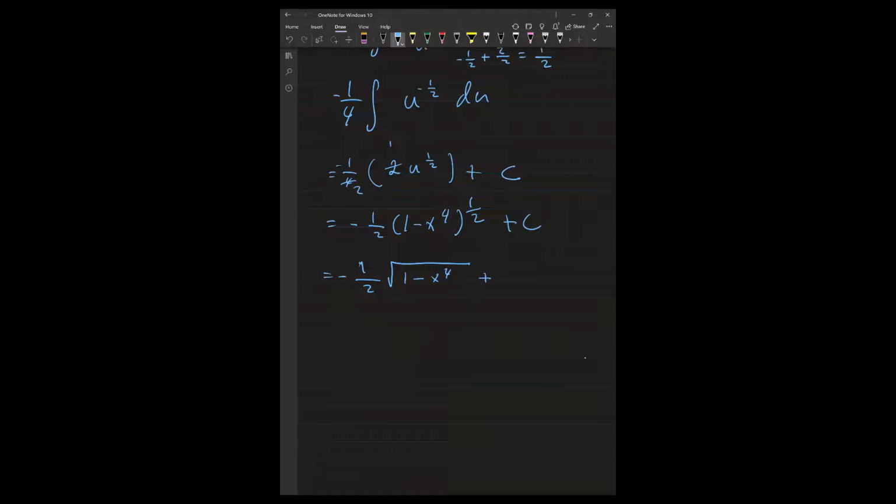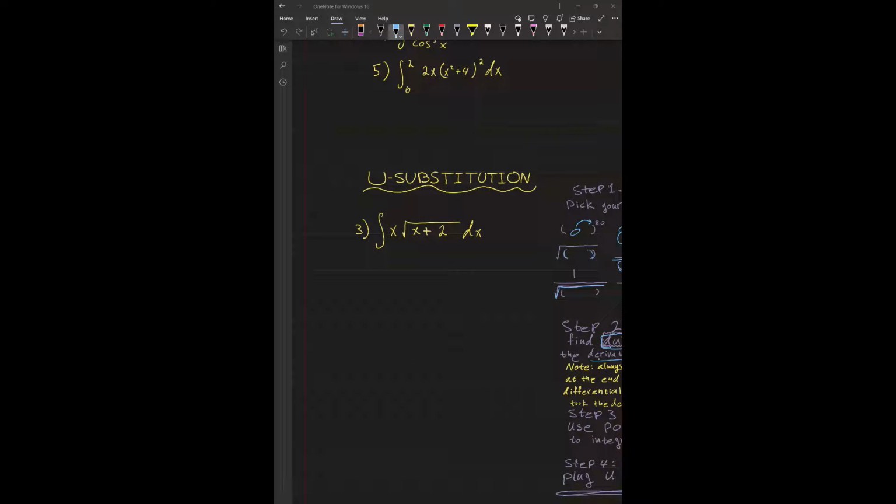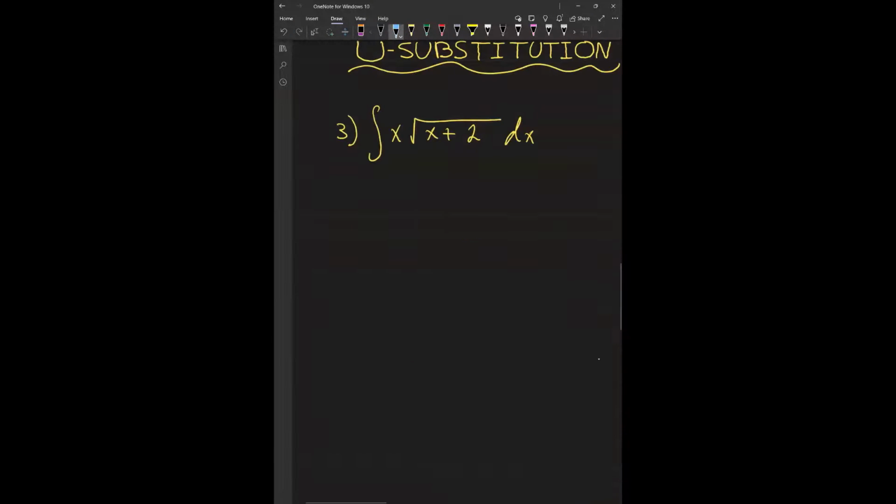plus c, which is the same as saying 1 minus x to the 4th power plus c. So this is the answer. That is the second example. Pretty easy, right? Now, the third example.